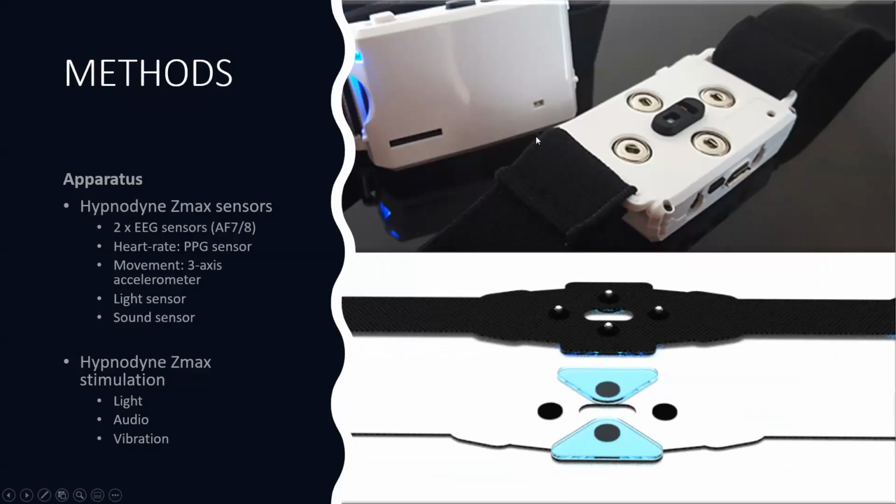Another thing I did was use this small wearable. This is a tiny wearable, the size of a matchbox, and it goes on the forehead. It's called the Hypnodyne Z-Max. It has electrode patches that click in here, and it basically has two frontal electroencephalogram sensors. It measures heart rate and movement. It even has a light sensor and a sound sensor. Another cool thing it can do is present you with light. There are LEDs that can flash directly to the eyes, because it's placed above the forehead. You can play audio, and it can even vibrate, so you can provide tactile stimulation if you want. However, I only used auditory stimulation.